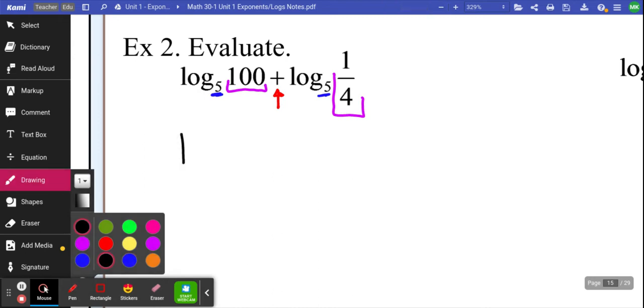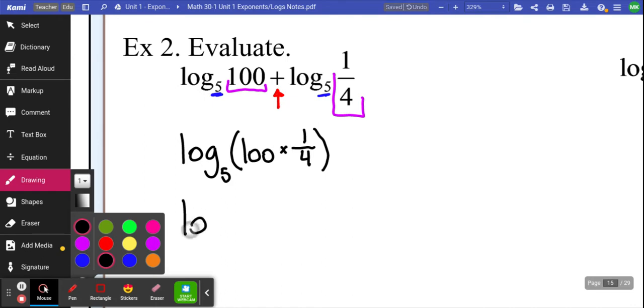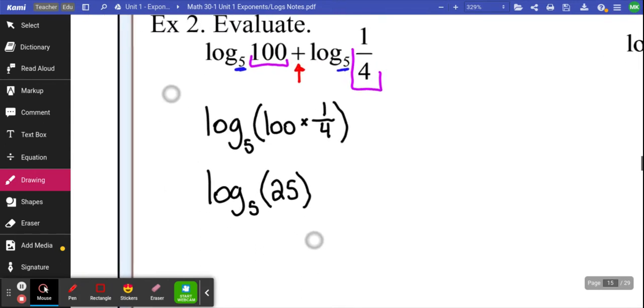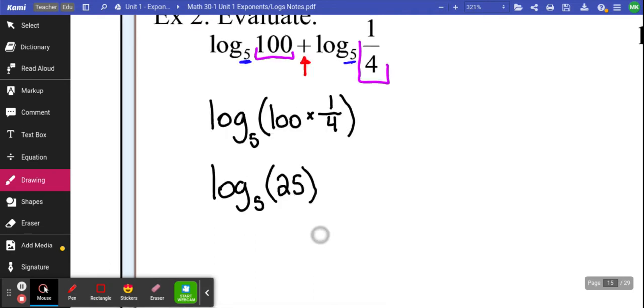Different bases, you can't use that log law. This means I now have log base 5 of 100 times 1 over 4. 100 times 1 is 100, divided by 4 is 25. That means this is log base 5 of 25. So I took my logs, I wrote them as one, I simplified the argument, and now I can actually calculate this log without my calculator.